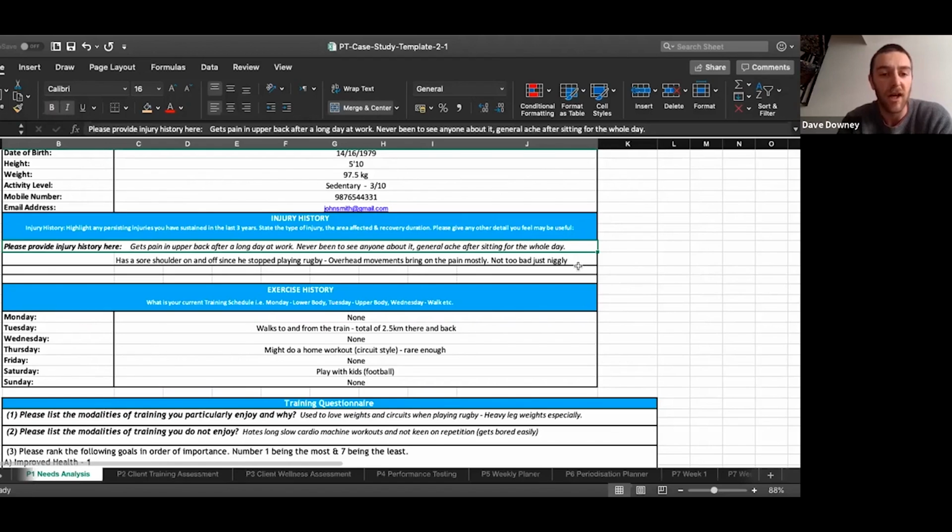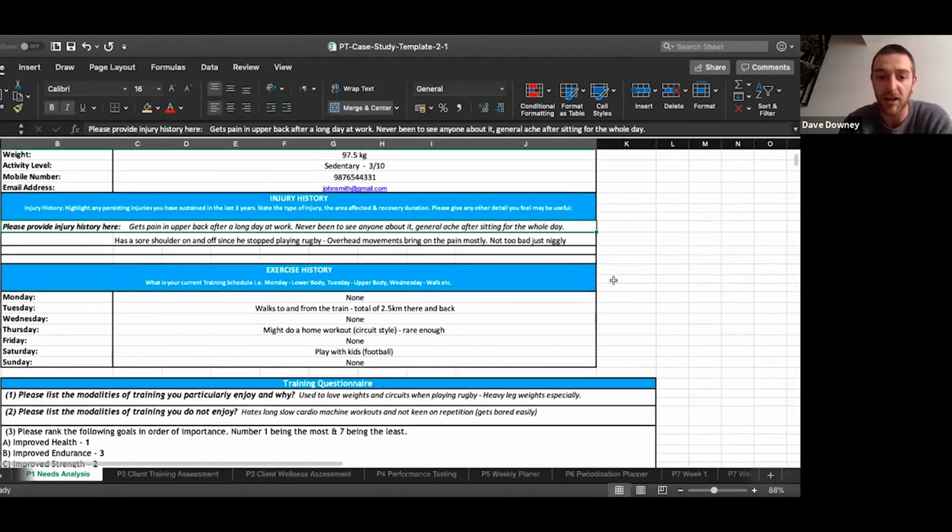And then the next one here, he has a sore shoulder on and off since he stopped playing rugby. Generally it's overhead movements which bring on the pain. It's not massively acute, but he would describe it as just a niggle.